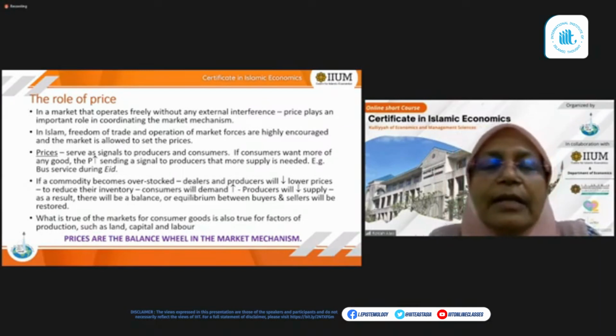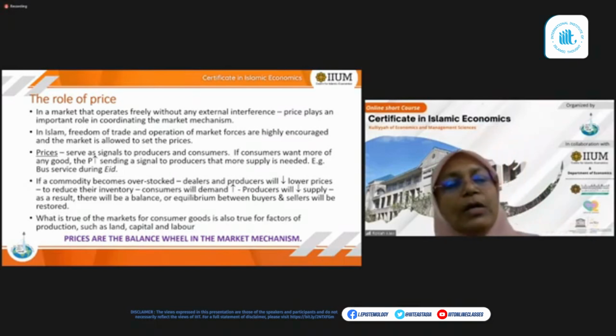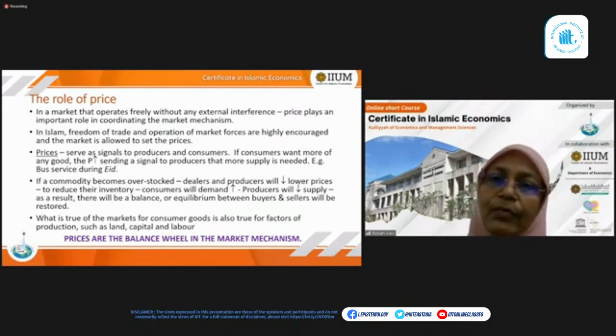So when there are unsold products in the market, a surplus as we call it in economics, what the producer should do is reduce the price. So by reducing the price, what happens? As a consumer, I'm happy, the price is cheap, so I buy more. So consumers will demand more. And when consumers buy more, whatever surplus is available in the market will start to decline. Okay, so slowly there will be equilibrium, there will be balance.